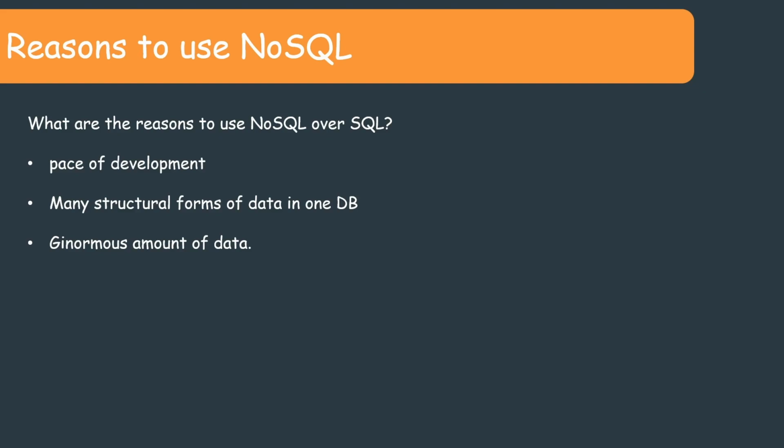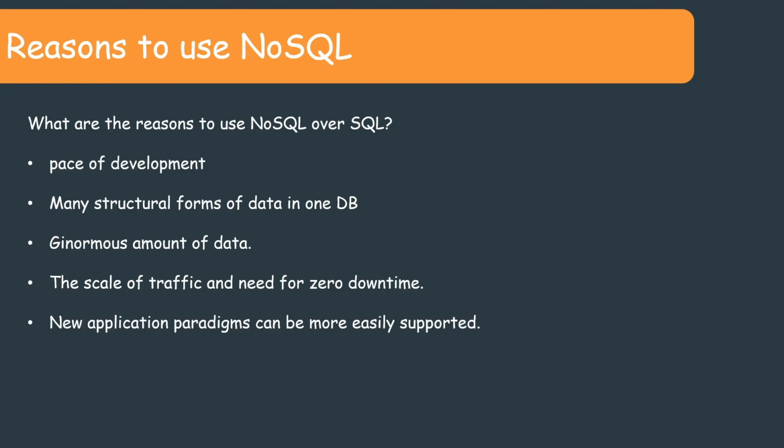Additional engineering is not required, whereas it is when SQL databases are used to handle web scale applications, with the scale of traffic and the need for zero downtime. The scale-out strategy used by most NoSQL databases provides a clear path to scaling the amount of traffic a database can handle. Scale-out architecture also provides benefits such as being able to upgrade a database or change its structure with zero downtime. New application paradigms can be easily supported.